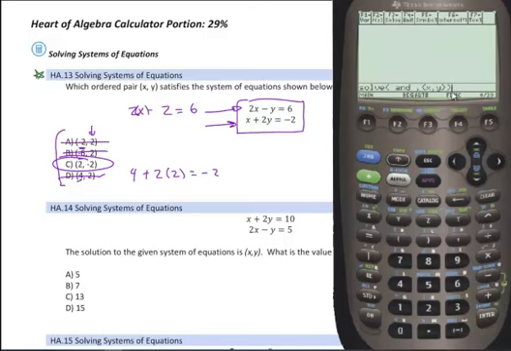Do make sure that your cursor is this insert cursor. If you hit second and backspace, notice that cursor now changes to a block cursor. Now it's going to overwrite everything, and a lot of times students accidentally hit that along the way, and they don't know how to get back from it. But second backspace toggles back and forth between the insert and delete. So make sure it's in the insert mode with the little cursor.